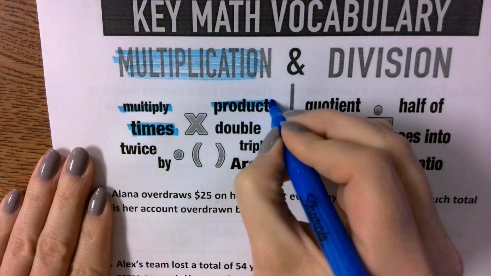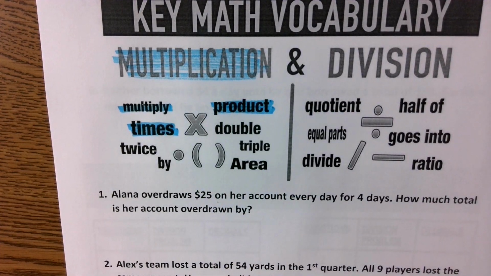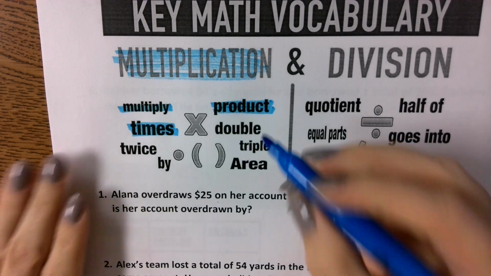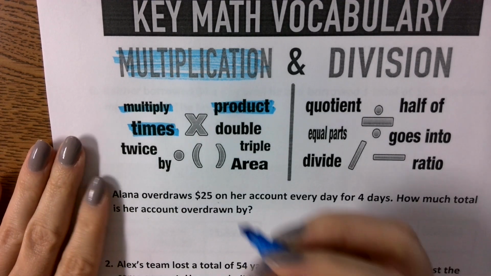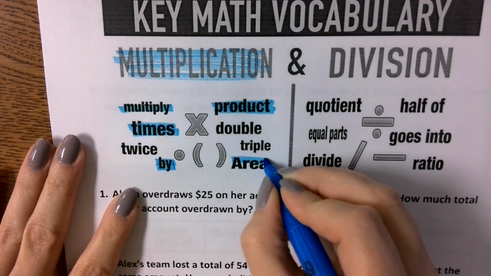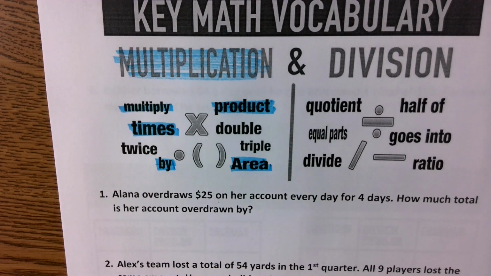The product is a multiplication's answer. So when we do a multiplication problem, we get the answer. We call that answer the product. So it means you're multiplying. Now, the words by and area, those are ones that people don't see very often, but by also means that you are going to be multiplying.